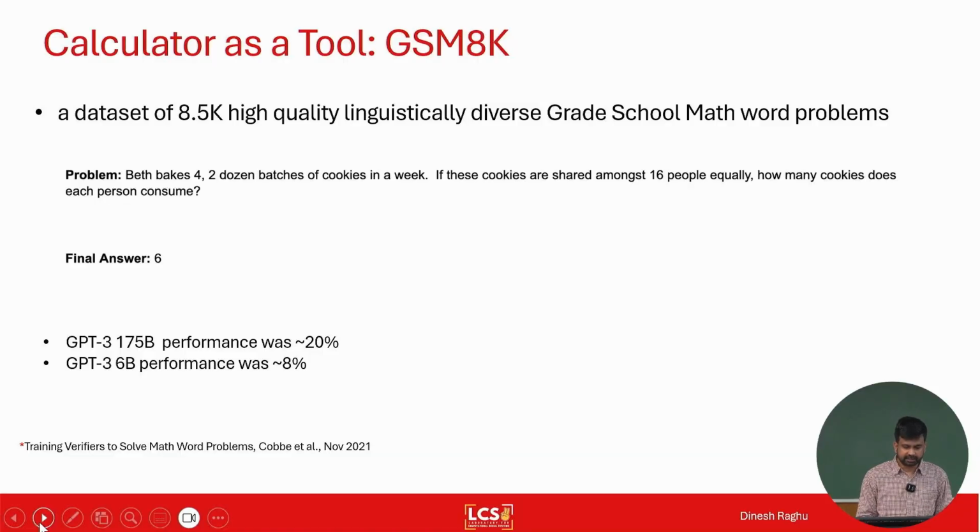And what they showed is that on this very simple grade school math problem, the GPT-3 175 billion model was only about 20% accurate, right? So there was a big gap to be bridged, but they were doing very well on a lot of natural language tasks like question answering, SQuAD-like data sets, or reasoning data sets on text. And similarly, smaller models like the 6 billion model were even worse, right?